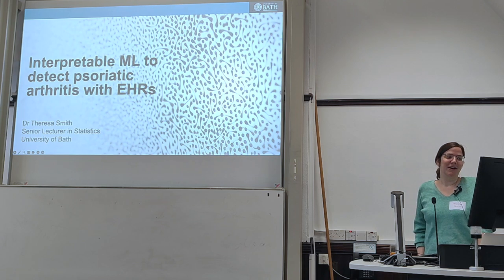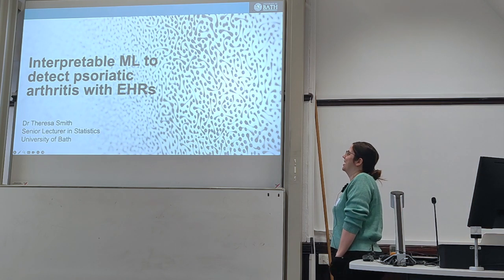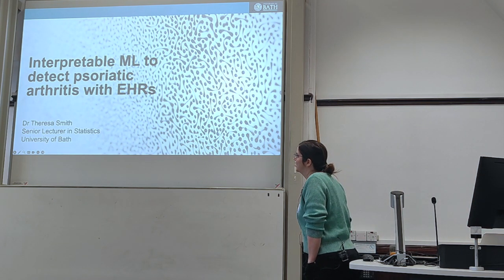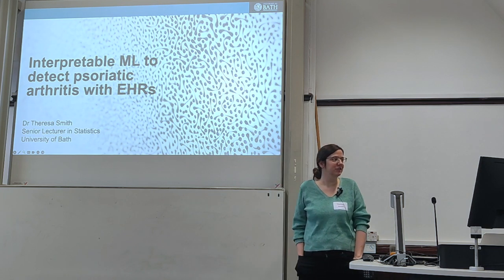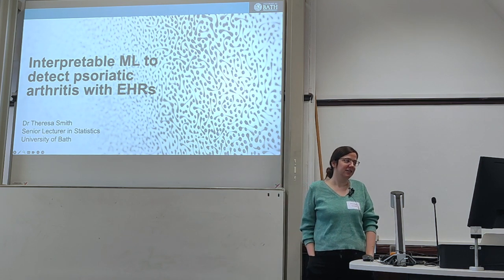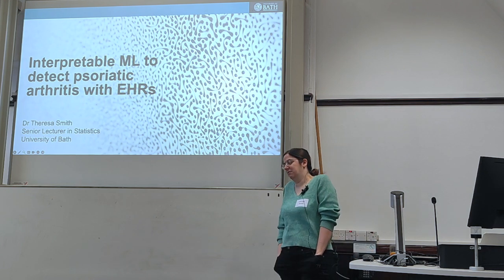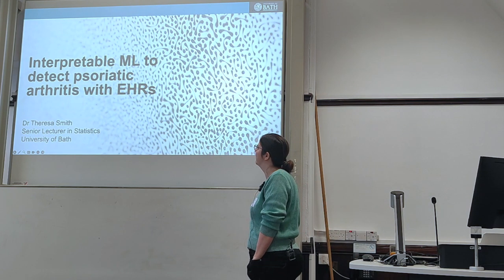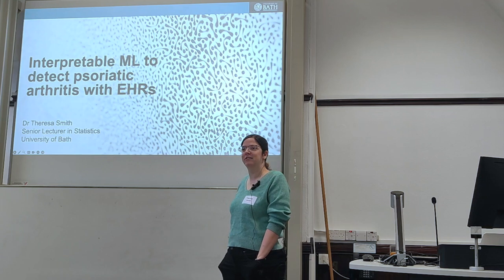Today I'm going to talk to you about interpretable machine learning to detect psoriatic arthritis, and we're going to use electronic health records to do that. So as you'll see, psoriatic arthritis, I'll tell you a little bit about it, but it's a form of arthritis, as it says. It's kind of tied to the history of Bath.